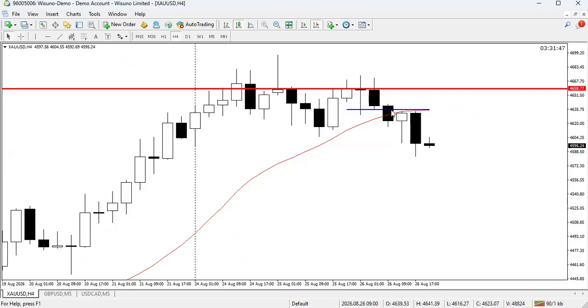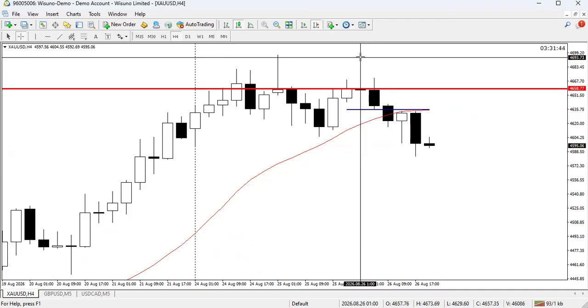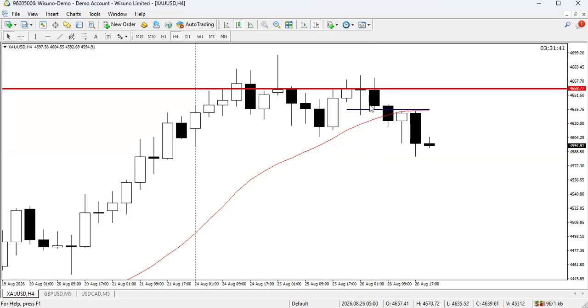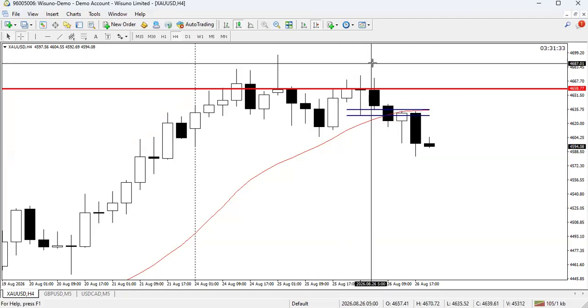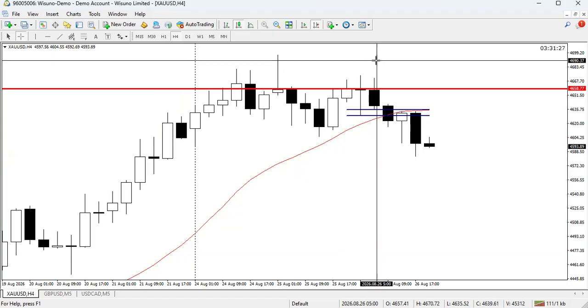This low, of course. So this is the first 4-hour candle of the day today. The low, okay, that low. So I have these two lows which are quite close together. So this is the first candle, this is the second candle, this is the Asian session now.